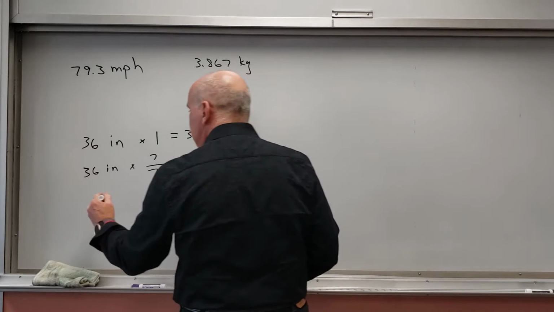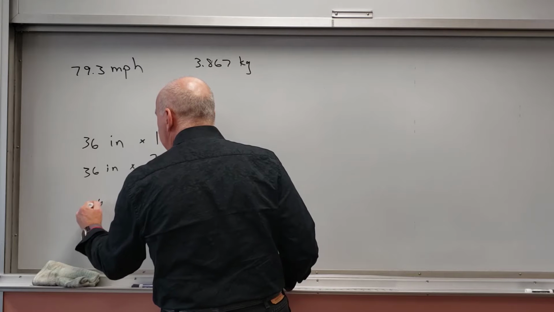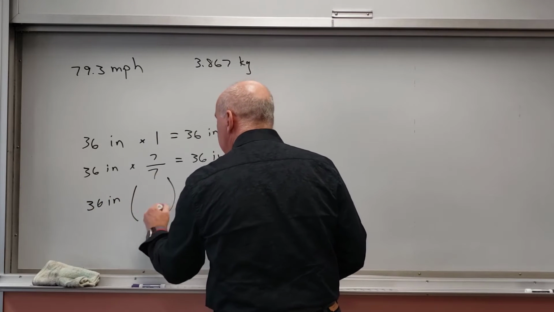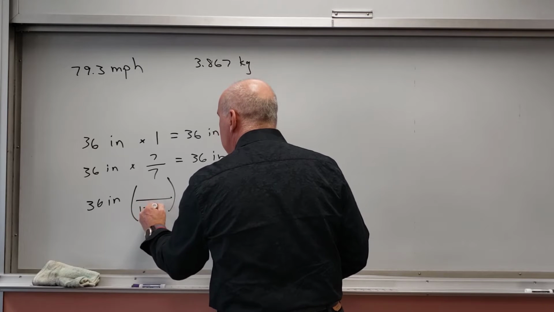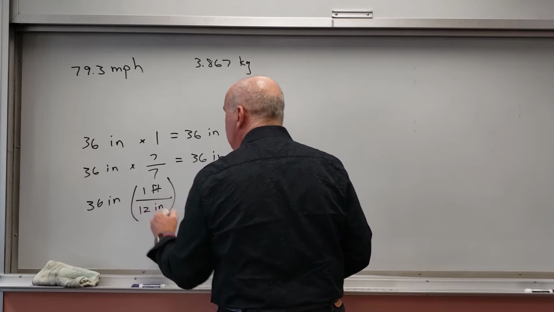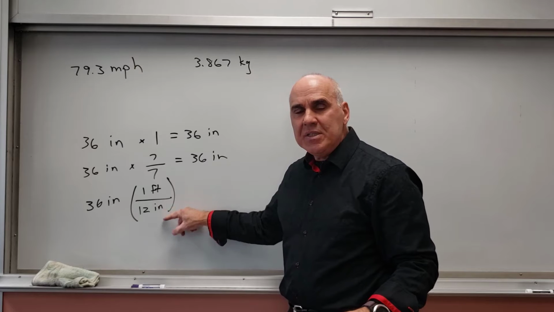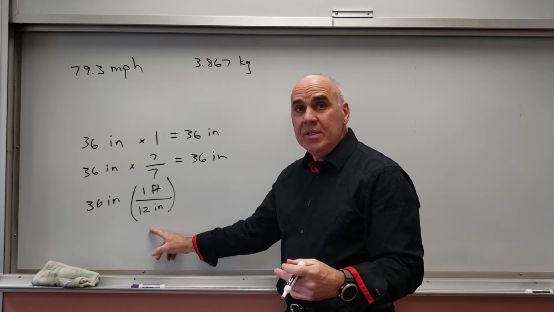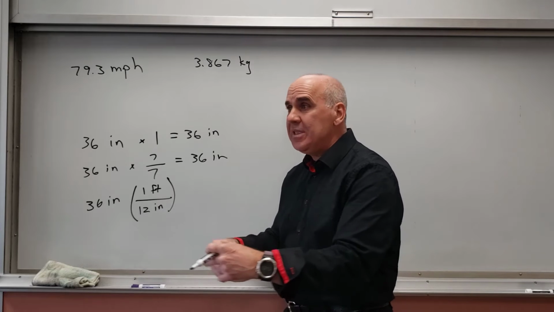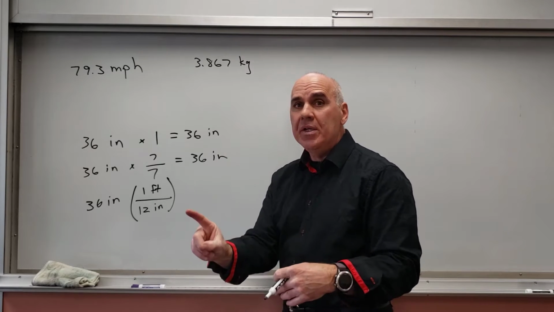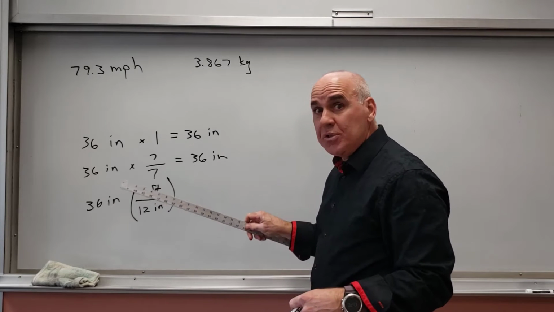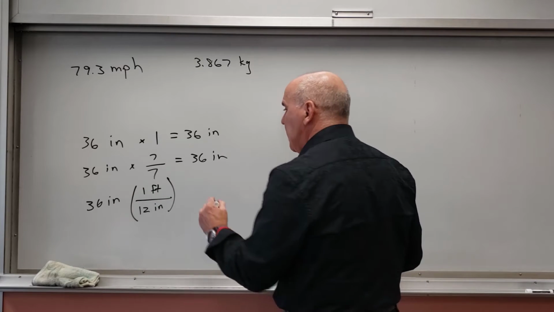If I want to convert this into feet, I need to multiply by 1. Well, the conversion that I do is 12 inches in the denominator and 1 foot in the numerator. The numerator and the denominator are identical. This is 1. It's not 1 foot, it's not 1 inch, it's 1. And so I haven't changed the length of my ruler when I've done that. And so what do I get?